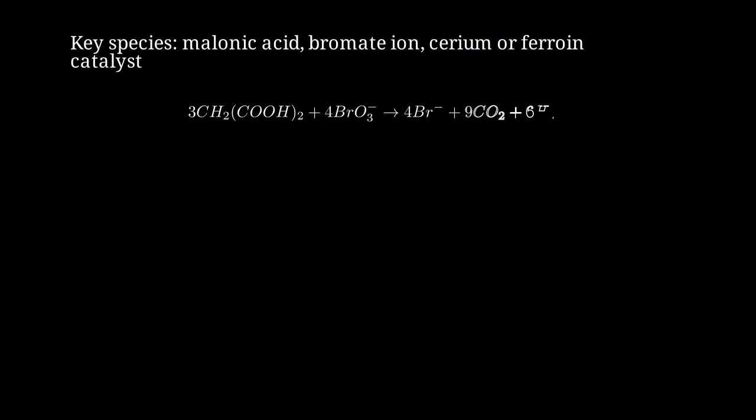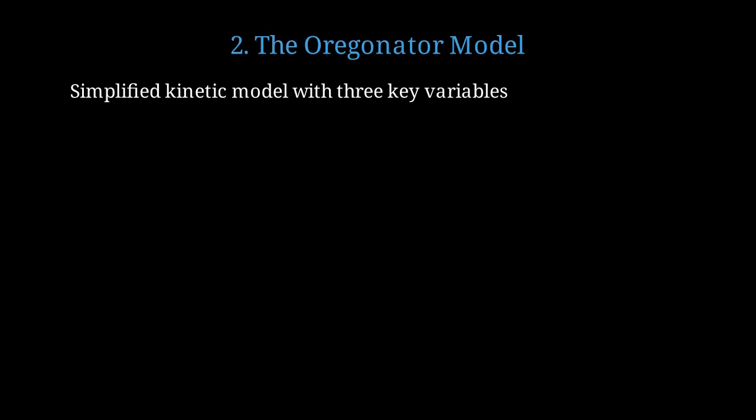The overall reaction converts malonic acid and bromate to bromide, carbon dioxide, and water, but the mechanism involves complex oscillatory steps. To understand the BZ reaction mathematically, we use the Oregonator model. The Oregonator is a simplified kinetic model that captures the essence of the BZ reaction using three key chemical variables.